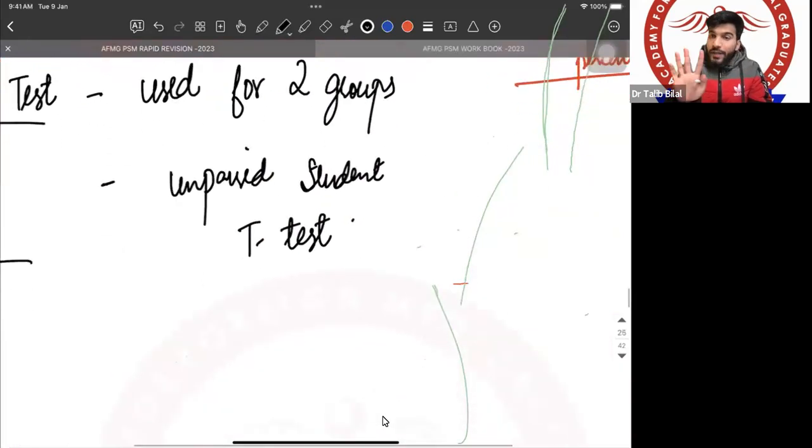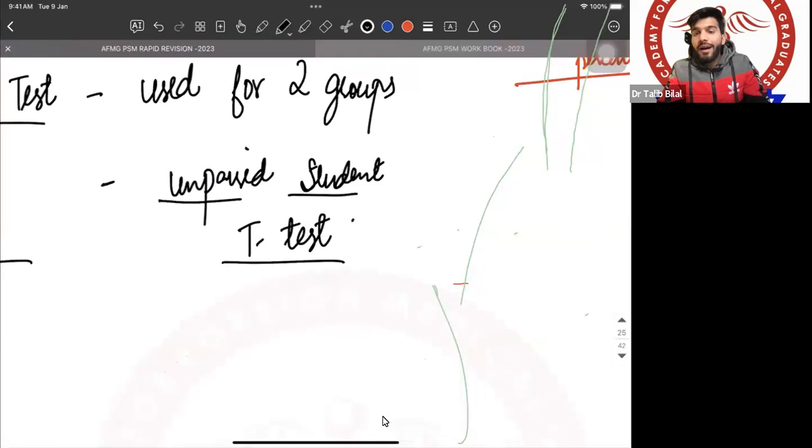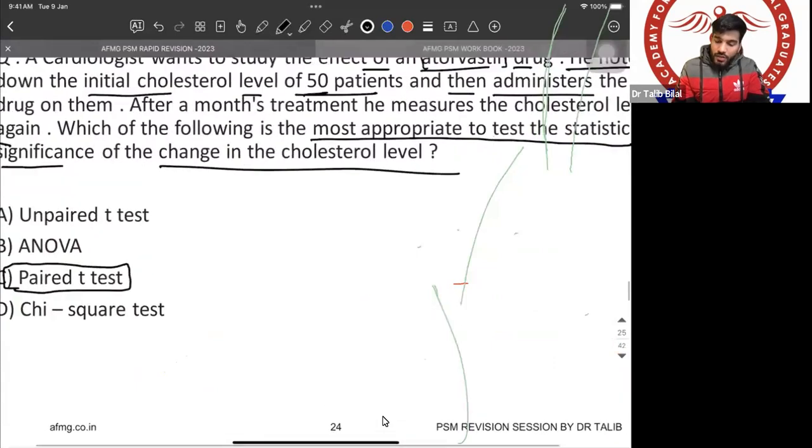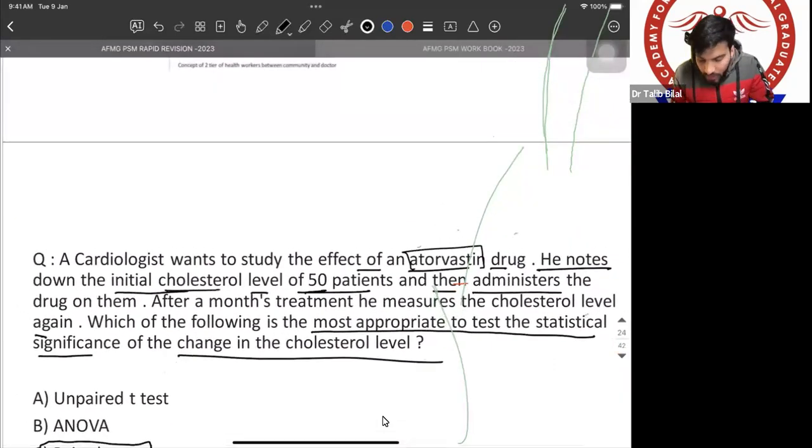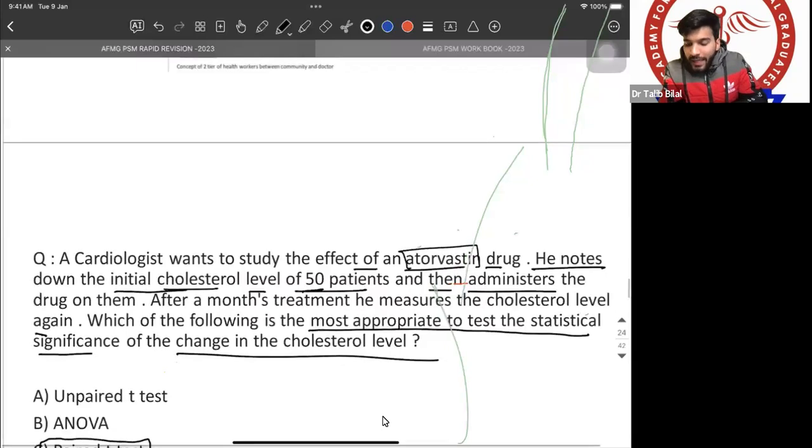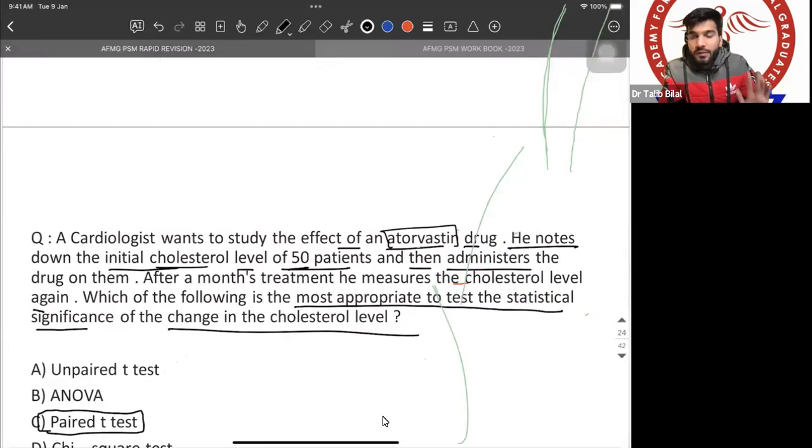But if I compare two different groups, are you getting my point? Then which type of test will there be? Unpaired student t-test. Okay, so now in this question, first of all, when I'm talking about cholesterol, you have to think in your mind whether it is quantitative or qualitative. Answer me. It is quantitative. So when you are doing a quantitative test, then before the intervention and after the intervention, is the group same or different? The group is same.